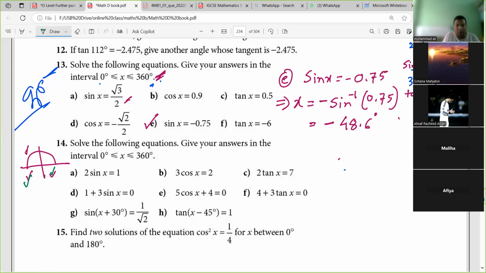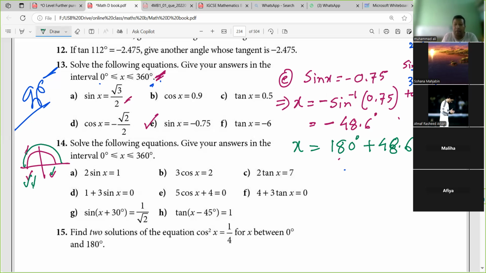From here to here, this is 180 degree. So with 180 degree, if we add 48.6 degree, this result will come in the third quadrant, where sine is negative. So 180 degree plus 48.6 comes to 228.6 degree.